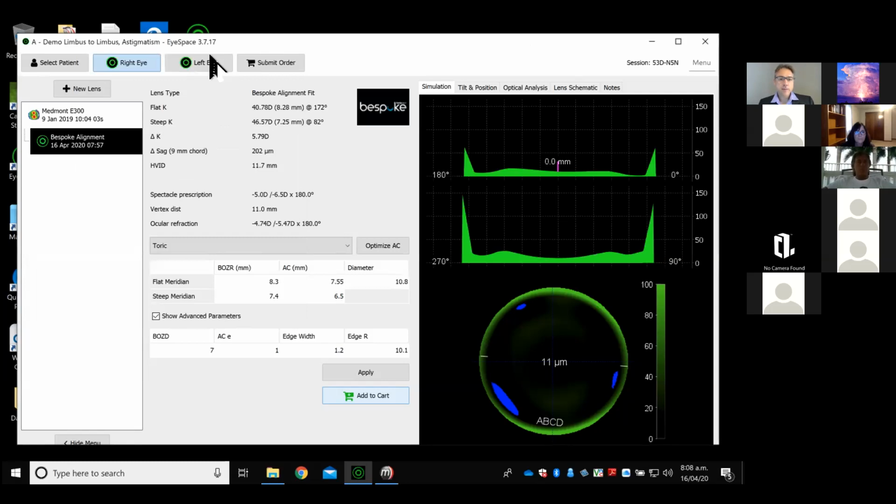So if we can go back to the corneal astigmatism here, we see that the flat axis is at 172 degrees. We've got that 5.79 diopters. There's a 6.5 diopters there at an axis of 180. So there's a bit of a misalignment sitting there in the astigmatism, and that's probably why we're getting that slight residual astigmatism coming through.